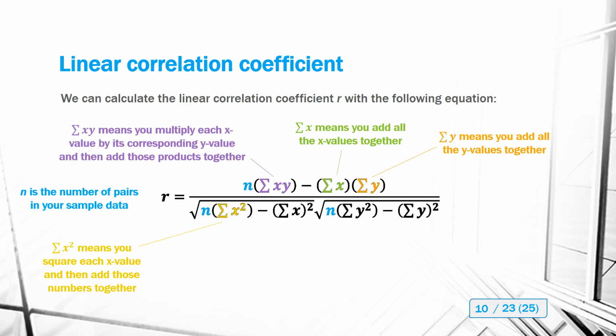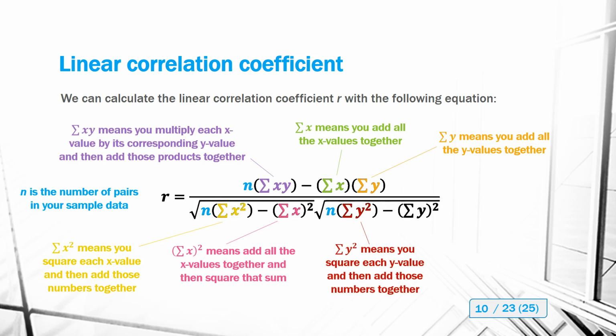Sigma x squared means you square each of your x values, and then you add all those squares together. Sigma x quantity squared means you're adding all your x values and then you square that sum at the end. That's the quantity sigma x, squared, or more accurately said, sigma x quantity squared, so that there's no confusion as to what's actually going on with the calculation.